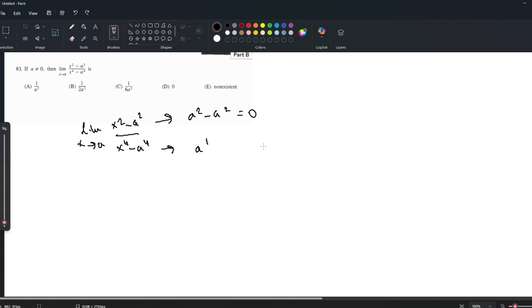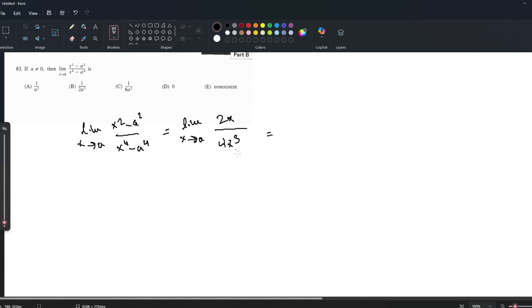So that means I can use L'Hopital's rule. So I'm going to take the derivative of the top and the derivative of the bottom. And don't forget the notation. So the derivative of the top, x squared minus a squared, equals 2x. And because a is a constant, it's just going to be 0. And now for the bottom, it's just going to be 4x cubed, and because a is a constant, it's going to be 0.